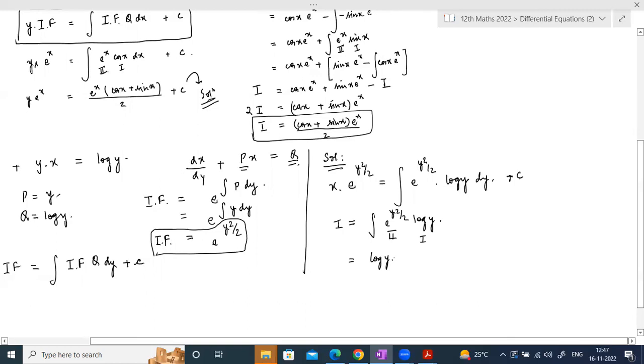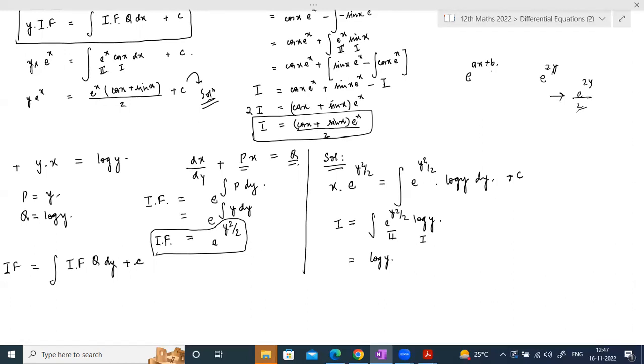So e raised to power y square by 2 upon 2y? No. If it would have been e to the power 2y, then we could have applied that formula: e to the power 2y upon 2. Only for the linear forms, right? E to the power ax plus b forms we can do like that, but not for any function. So how do we find out the integral of e to the power y square by 2?